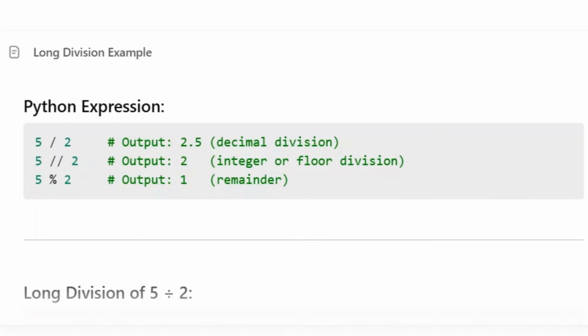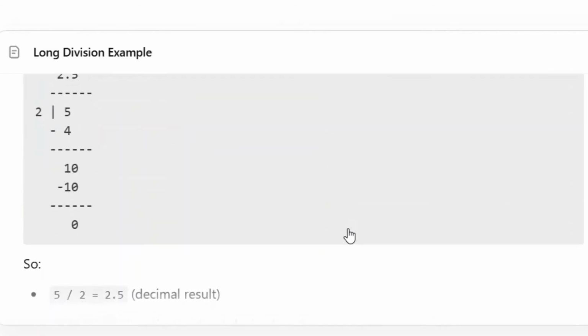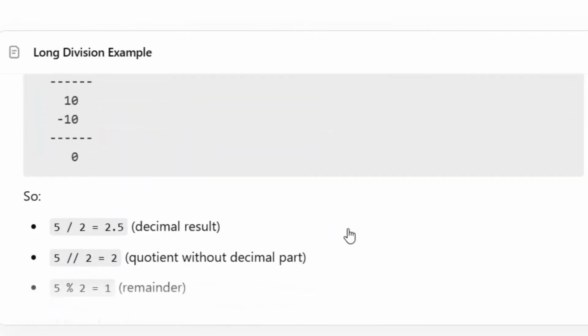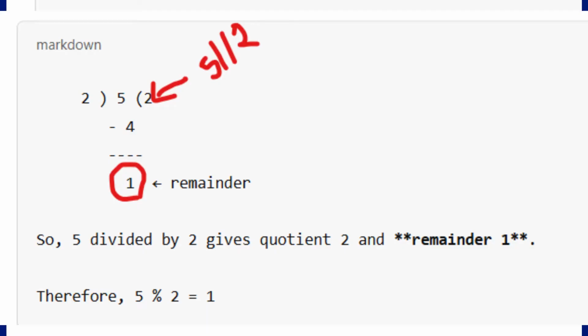Here, it is explained that 5 divided by 2 gives 2.5. That's decimal division. Now come down here. For floor division, we take only the integer part of the result. That means 2 times 2 is 4, and when we subtract 4 from 5, we get a remainder of 1. We stop here. We don't go into decimal. So the quotient is what we get in floor division. 5 // 2 is equal to 2. And the remainder is what we get using modulus. 5 % 2 is equal to 1.